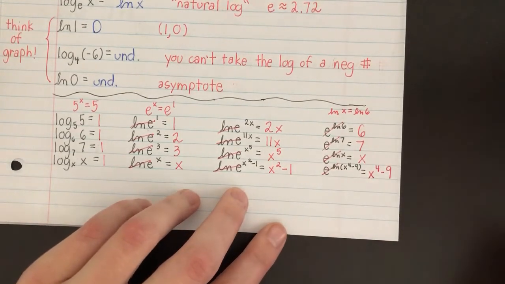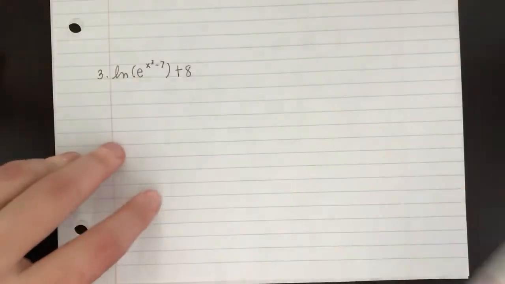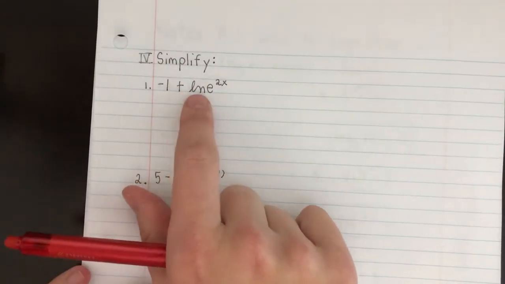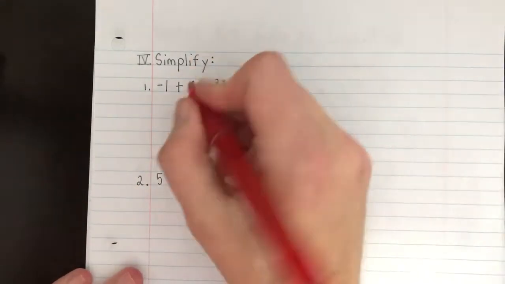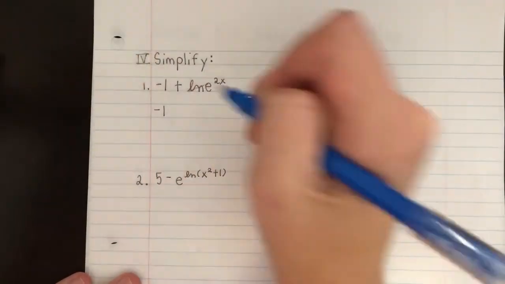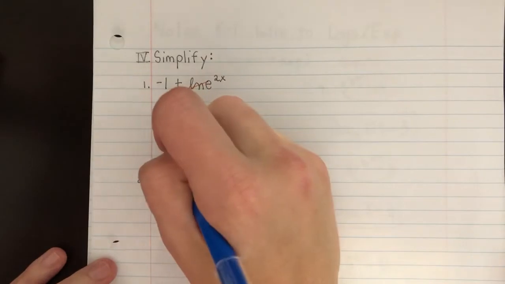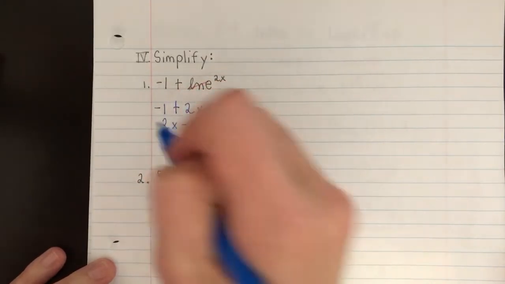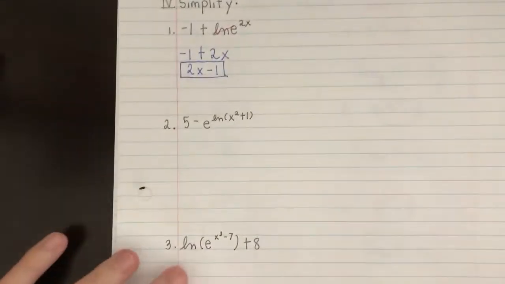Okay, so keeping that in mind, let's do one more thing. Let's do some simplification. So -1 plus ln of e to the 2x. Again, remember the ln of e crosses out. So you would have -1 plus 2x. So just clean it up, put it in standard form. 2x minus 1 would be your answer for simplifying that.